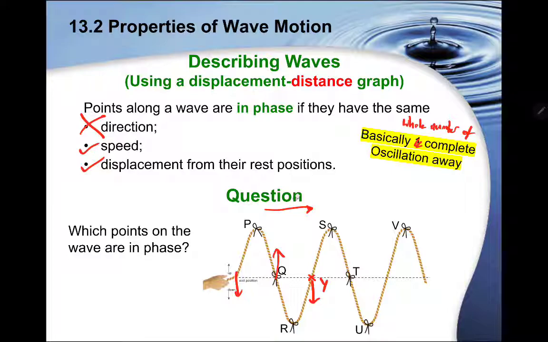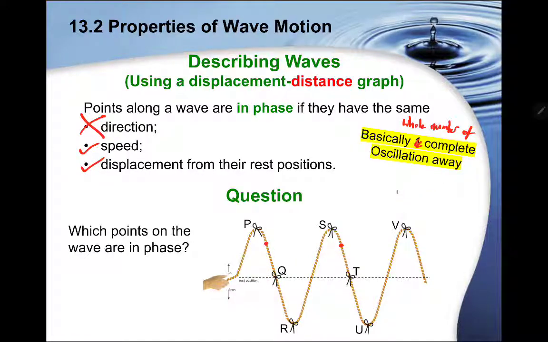So do points that are in phase have to be either at the crests, troughs, or origins? Okay, no, they don't have to be. A point here will also have another point on the graph in phase. Another point on the wave in phase. The other point will be here. These 2 points will have the same displacement, the same speed, and the same direction.